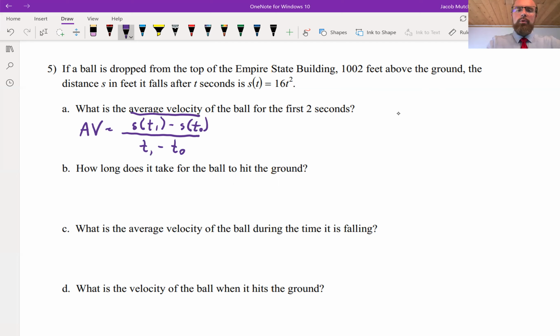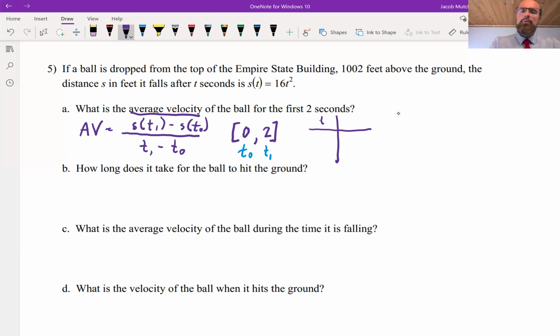So the interval that we'll consider is from the moment the ball was dropped, so that would be time at 0 seconds, until 2 seconds into its free fall. So we can label those values as t0 and t1. And what we really need to calculate for ourselves is what is the position at those 2 different times. So I'm going to create a very small table here, just with 2 input values, 2 outputs.